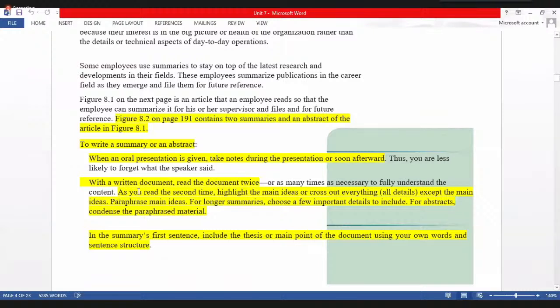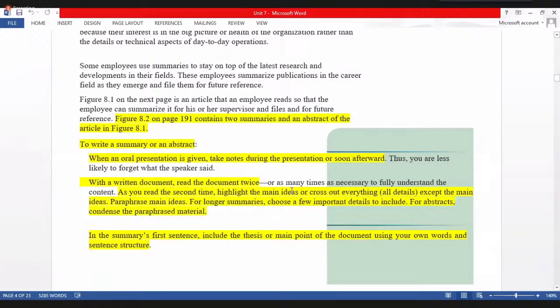Okay. With a written document, read the document. That I have already told you. With a written document, if you have any text in front of you, then what you do? Read the document twice. In the first reading, you read it just so from the beginning to the end. In the second reading, as you read the document the second time, what you do?